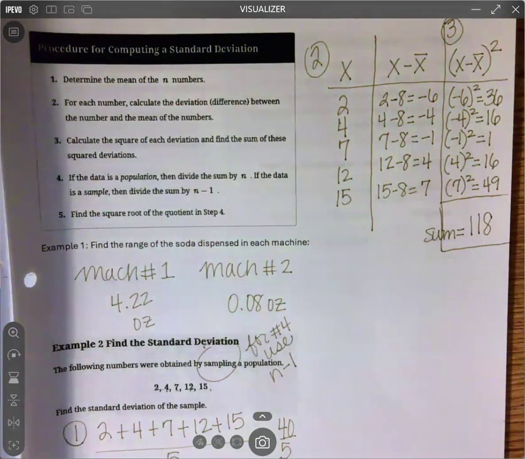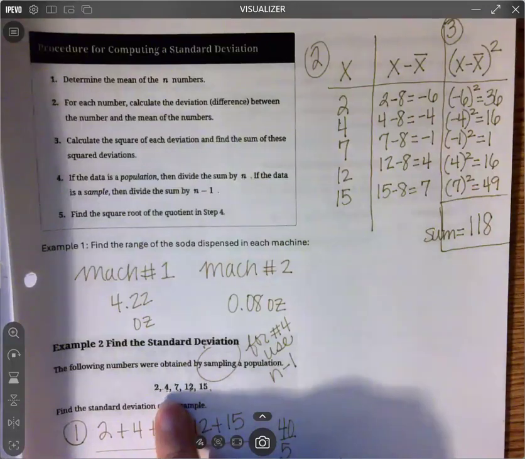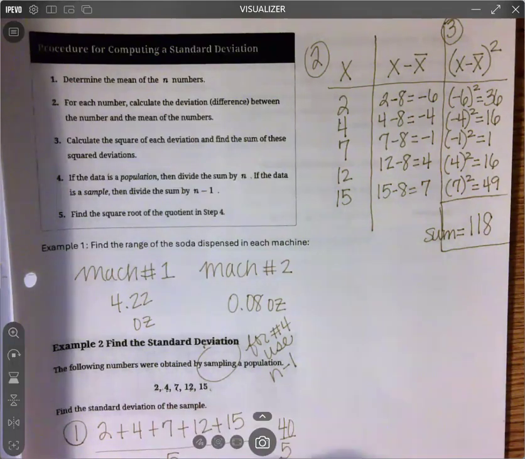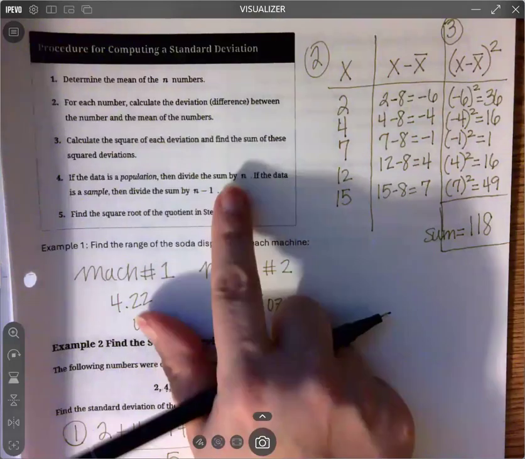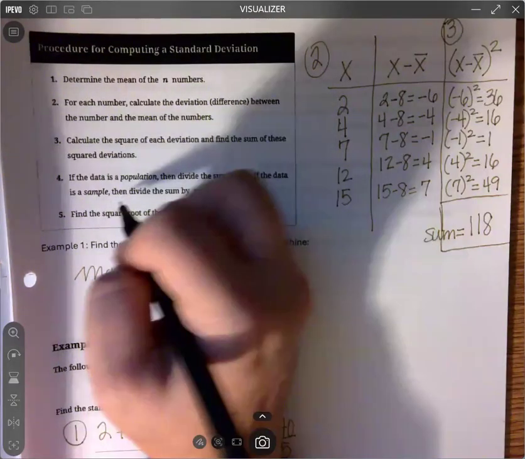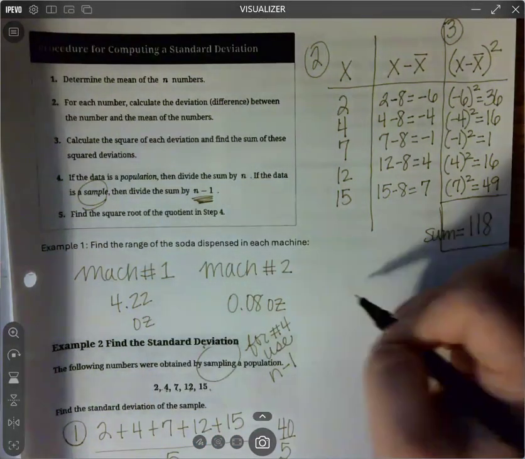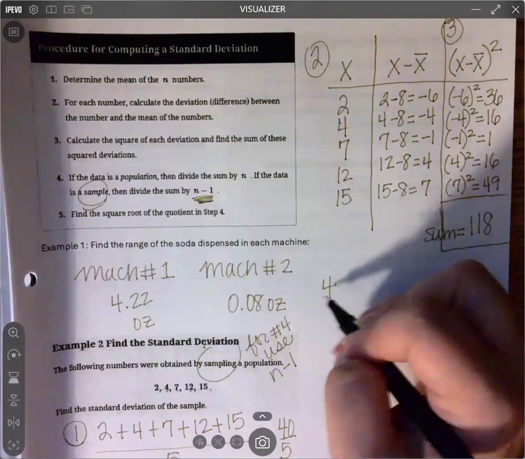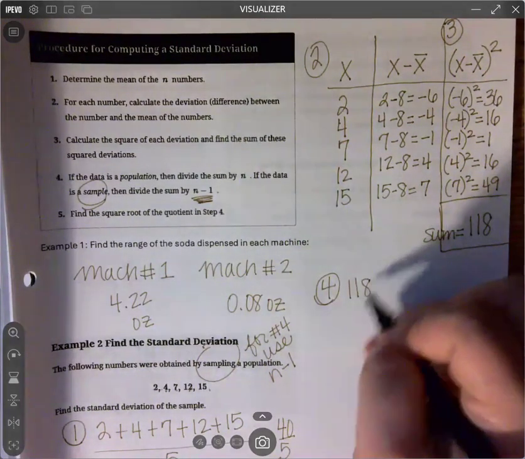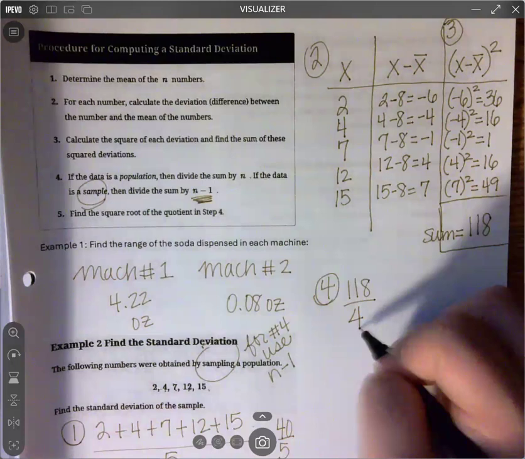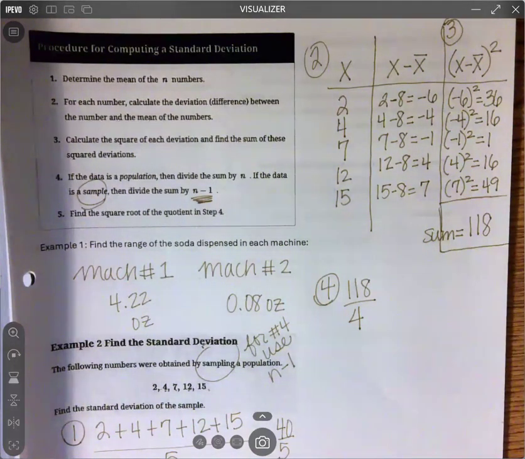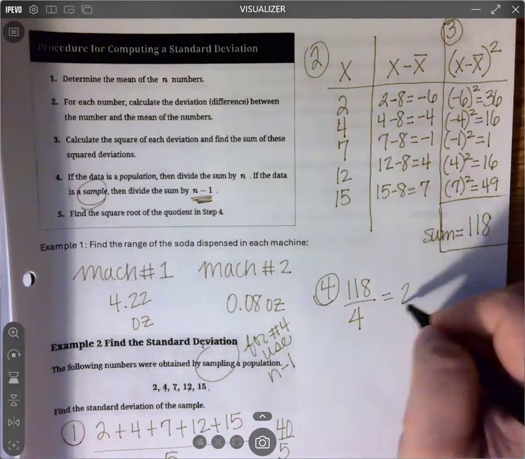N represents the number of numbers. So 1, 2, 3, 4, 5. For the mean, we divided by 5. For step 4, since it's a sample, we're going to divide by n minus 1. So we take 118 divided by 4, because we have 1 less than the 5 numbers. Hopefully you get 29.5.